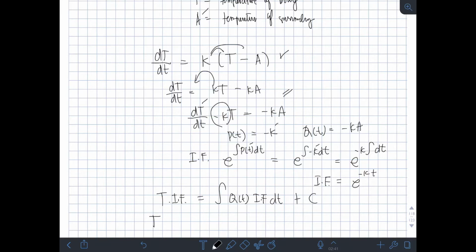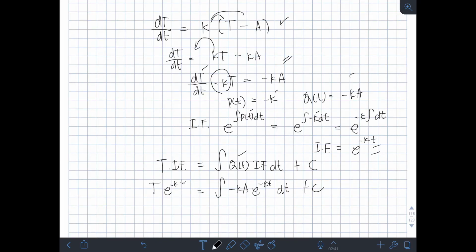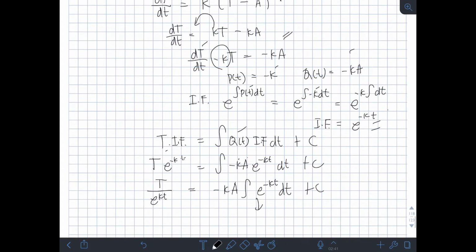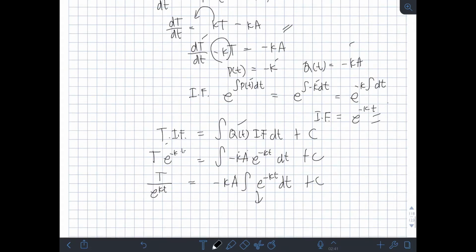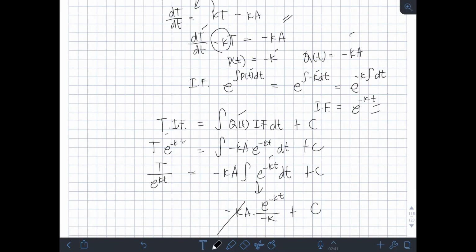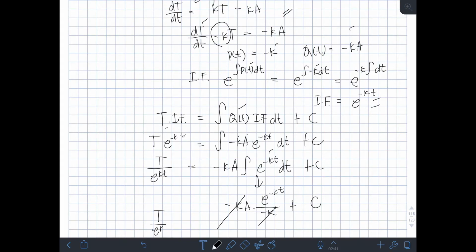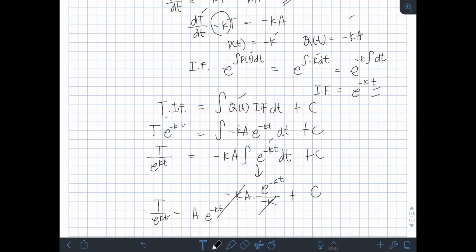So, substitute natin. T times integrating factor is e raised to negative kt, right? Equal, integral ng Q of t is simply negative kA times integrating factor e raised to negative kt dt plus C. So, try nating i-solve. So, parang na to, T over e raised to kt, right? Negative exponent. Equal, so itong negative kA is constant, right? So, labas ko na lang, negative kA integral ng e raised to negative kt dt plus C. So, ito, pwede nating ma-solve. Ano integral ng e raised to negative kt? Simply, e raised to negative kt divided by negative k, right? Negative kA, nakamultiply siya doon, plus C. So, therefore, makakancel natin itong negative k, magiging T over e raised to kt is equal to A times e raised to negative kt plus C.